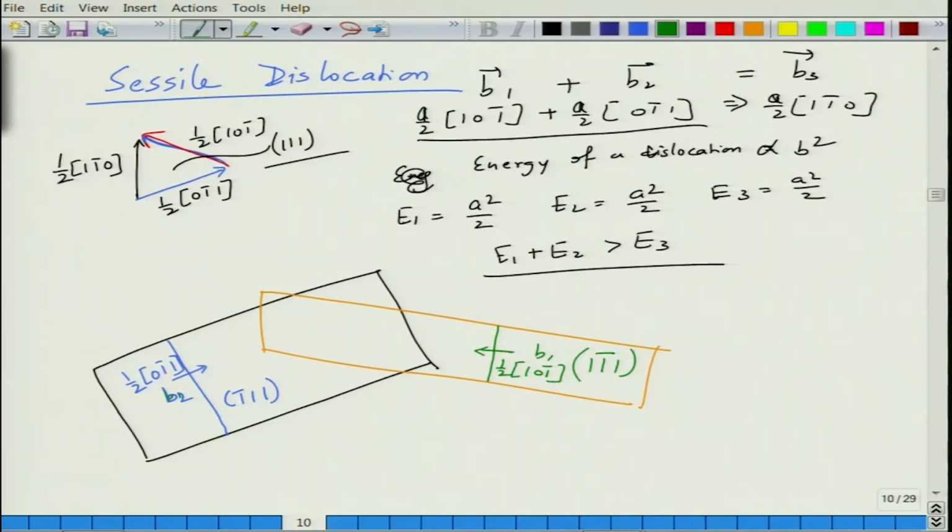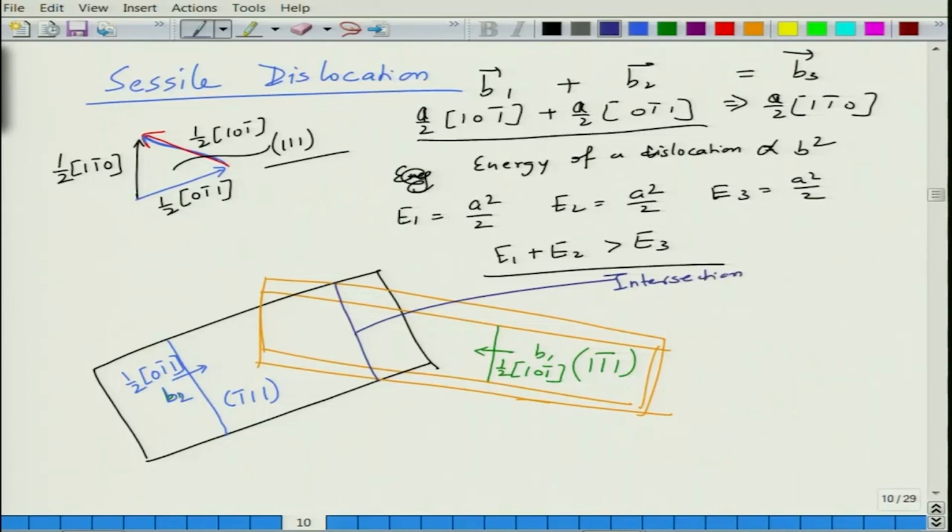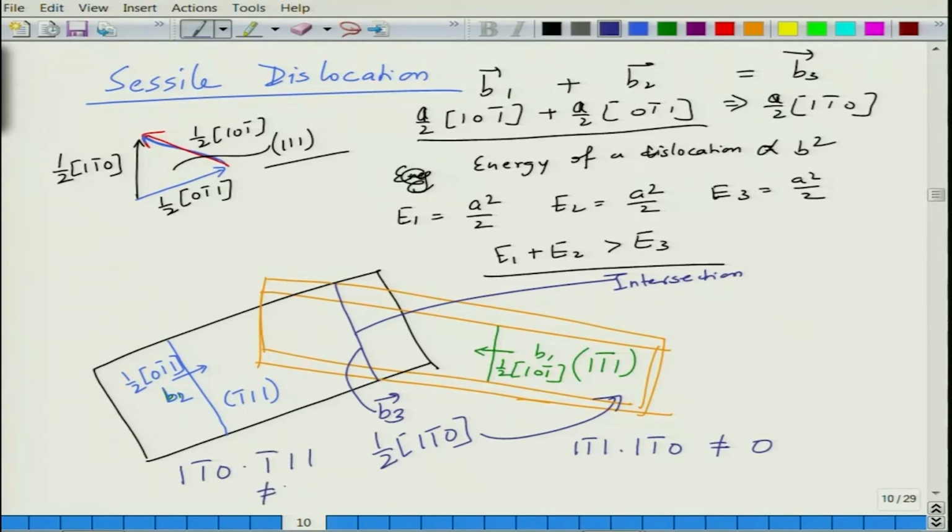When they meet each other at the intersection point, let me just broaden this a little bit. So, this is the plane, let us say, and this is the intersection. At the intersection they move and they create this b3 which is half [1 bar 1 0], and this half [1 bar 1 0] does not lie in this plane because (1 bar 1 1) dot [1 bar 1 0] is not equal to 0. Similarly, [1 bar 1 0] dot (bar 1 1 1) is not equal to 0.